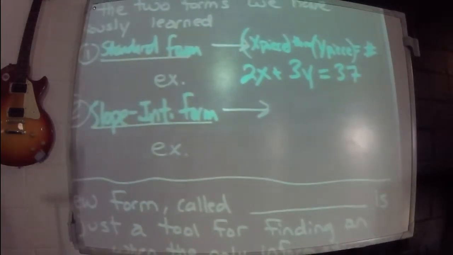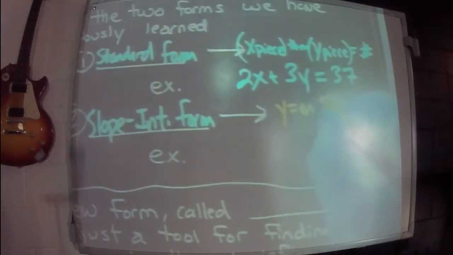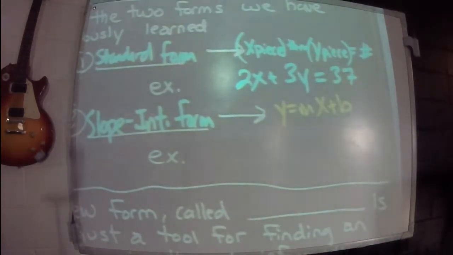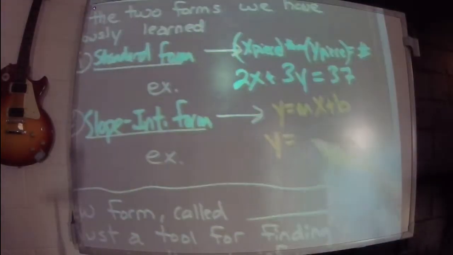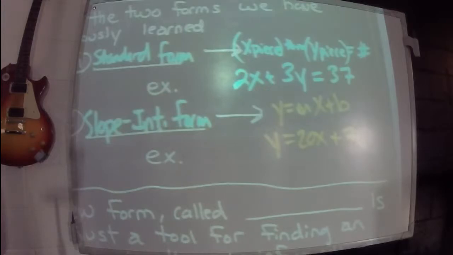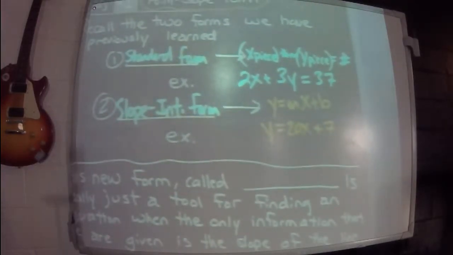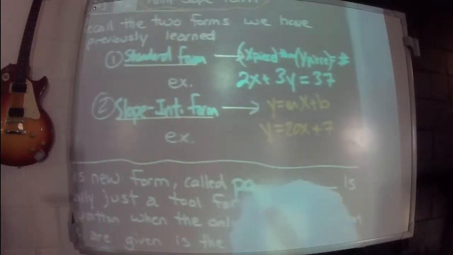Then slope intercept is y equals mx plus b, if you have that written. And an example of that might be y equals 20x plus 7. And the slope could be a fraction. You could have like 20/56 x or something. Okay, so there's standard form and what it looks like. There's slope intercept form and what it looks like. And then this new form is called point slope form.